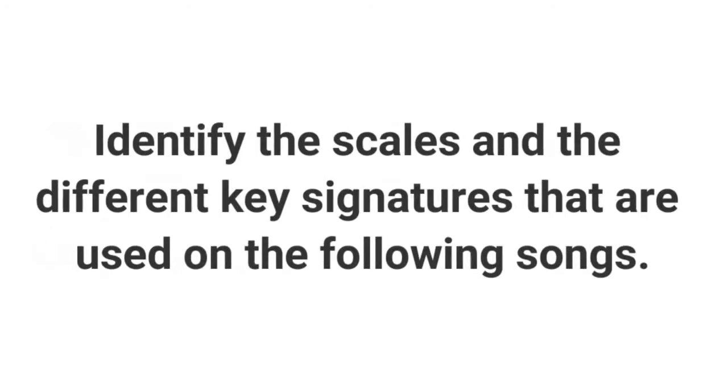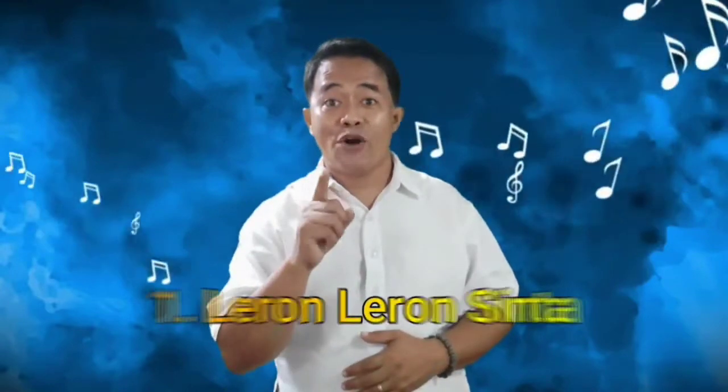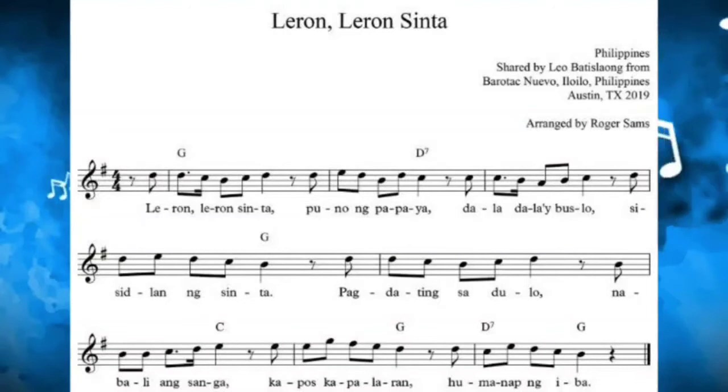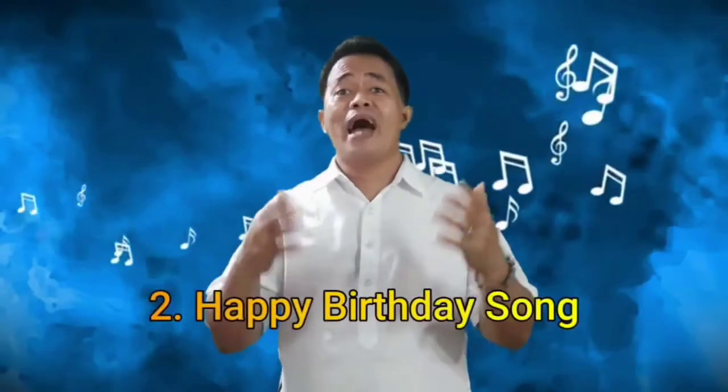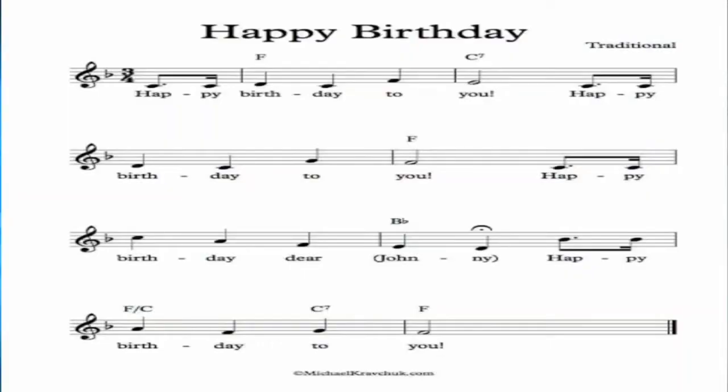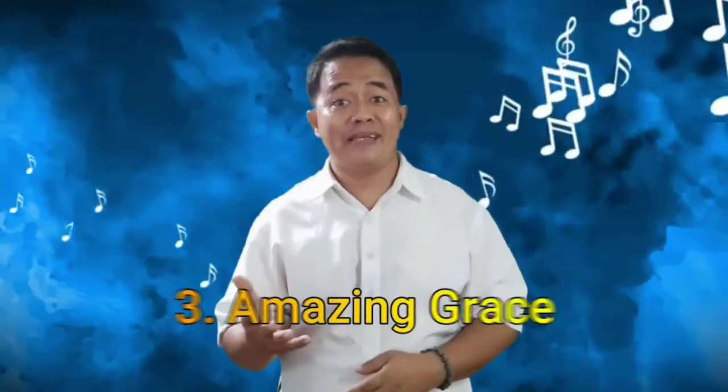Now, are you ready for an activity? Okay, let's start with our first activity. I want you to identify the scales and the different key signatures that are used on the following songs. Number 1, Leron, Leron, Sinta. Number 2, Happy Birthday. And number 3, Amazing Grace.